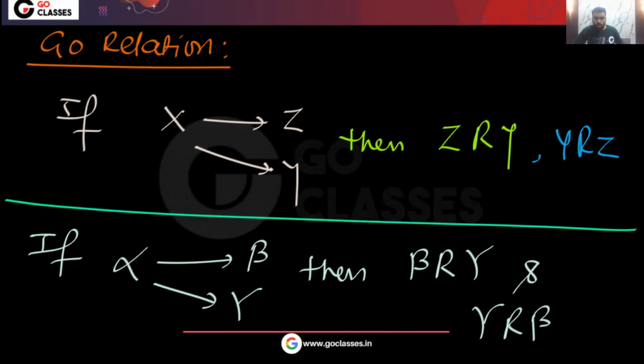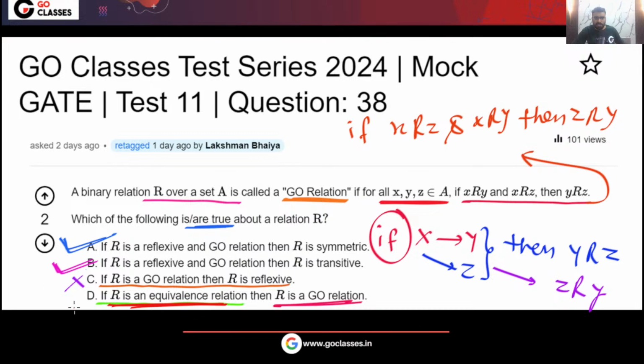So very simple. Option D also will be true. Yes or no? Answer will be ABD. For this question, the answer is ABD. So the final answer is ABD.